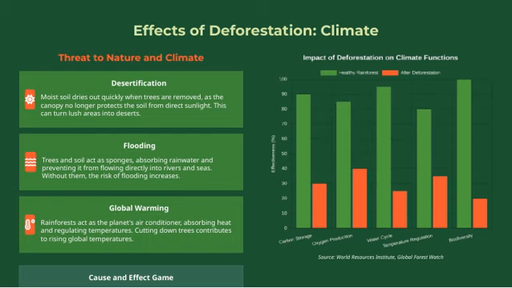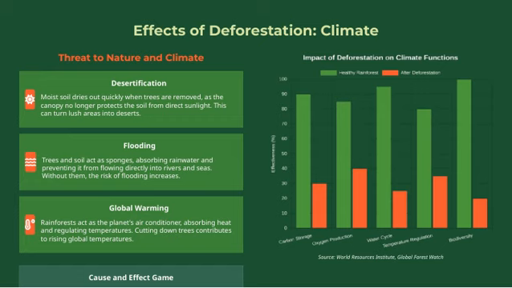And then there's global warming. Rainforests function like the planet's air conditioner. They absorb heat and help regulate temperatures. When we cut down these forests, it reduces this cooling effect, contributing to rising global temperatures worldwide.